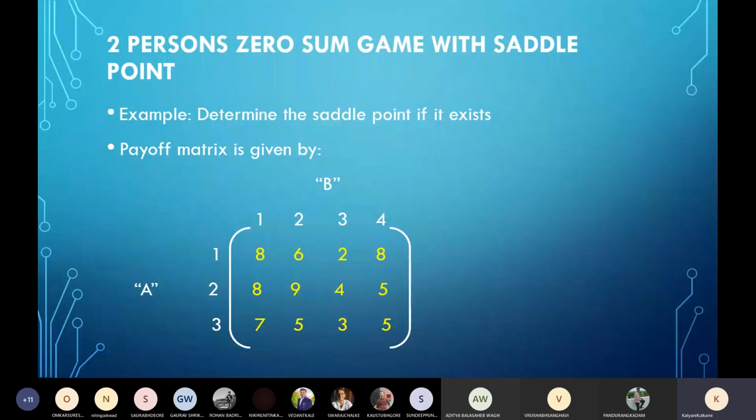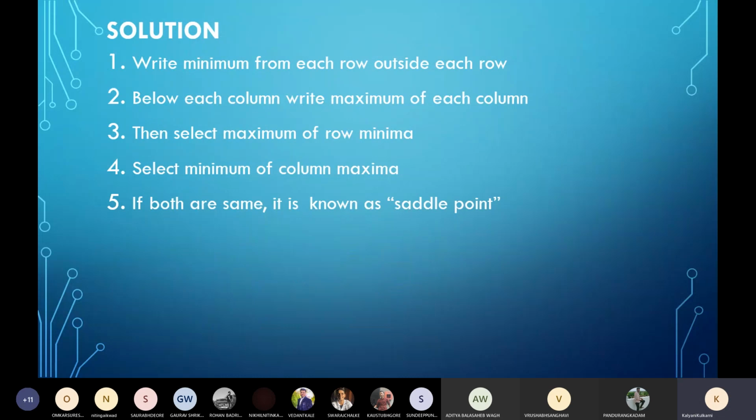If this is the given matrix, the question asked is: determine the saddle point, if it exists, for the given payoff matrix between two players A and B. So what are we supposed to do? Consider rows first. For each row, you write the minimum of that row in front of it: minimum of row 1, minimum of row 2, and so on. Similarly, for each column, you write the maximum. You have to remember this thoroughly: for rows it is minimum, and for columns it is maximum. The logic remains the same.